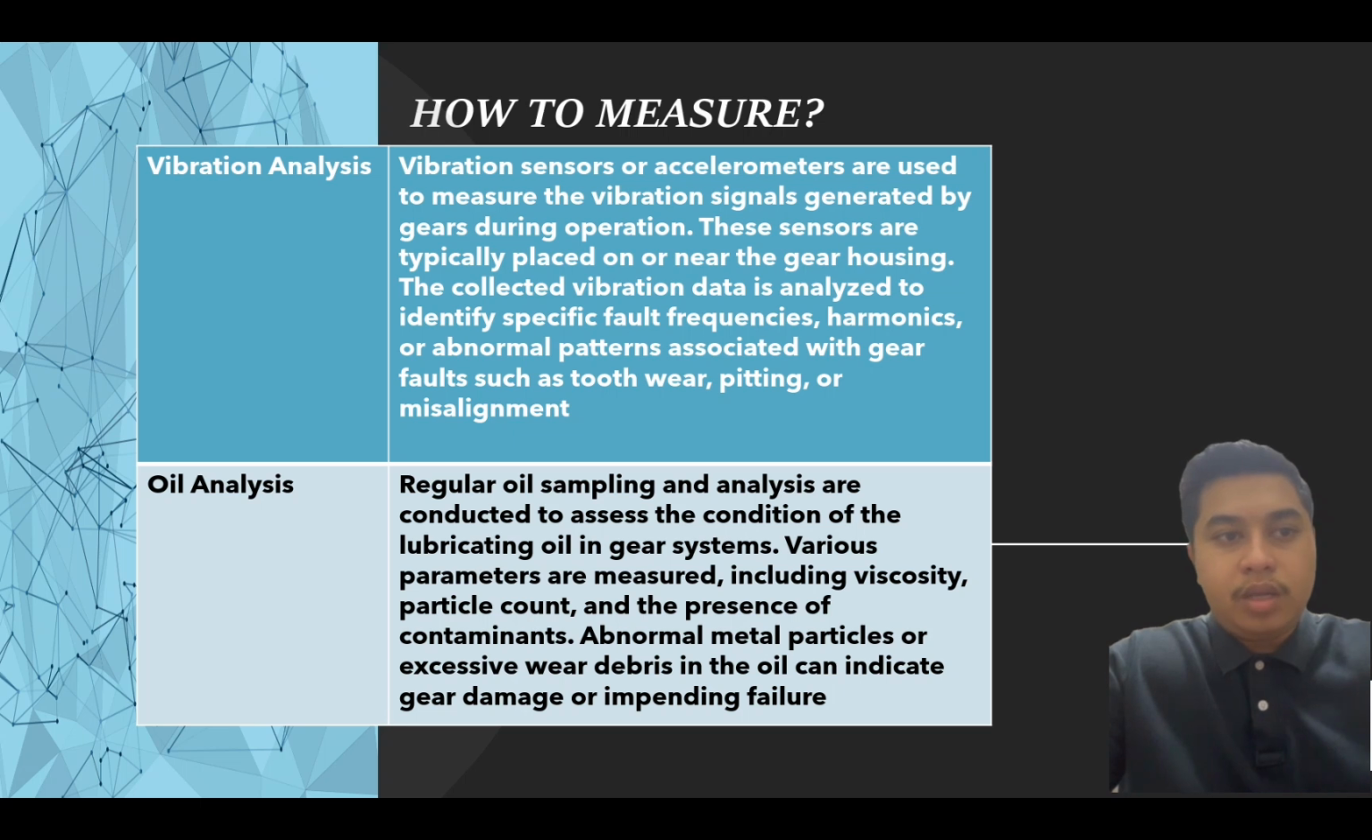The second way is oil analysis. Regular oil sampling and analysis are conducted to assess the condition of the lubricating oil in gear systems. Various parameters are measured, including viscosity, particle count and the presence of contaminants. Abnormal metal particles or excessive wear debris in the oil can indicate gear damage or impending failure.